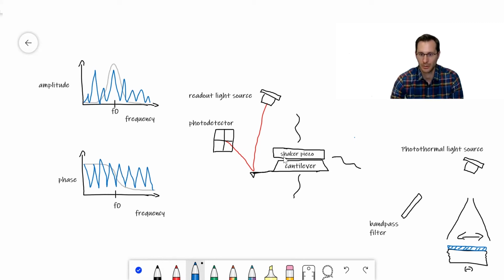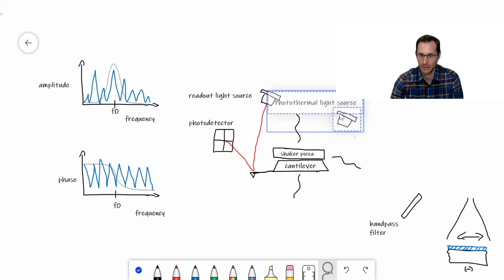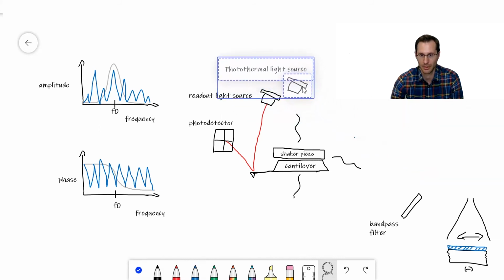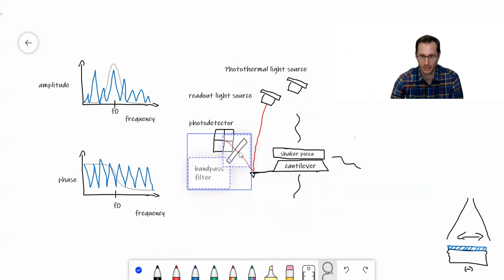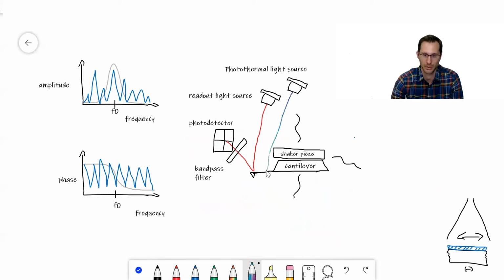In contrast to piezoexcitation, we have something called photothermal excitation. What we need for that is not a shaker piezo, but a second light source that I'll put here called a photothermal light source. And also we need an optical filter that we place in front of the photodetector. What we do with this light source is we shine it also onto the cantilever, but not at the end of the cantilever like we do for the readout light source. We typically shine it down onto the base of the cantilever. And so it will go down onto the cantilever and get reflected back and blocked by the bandpass filter here, so that the light at the photodetector is only measuring the readout light source and not the photothermal light source.